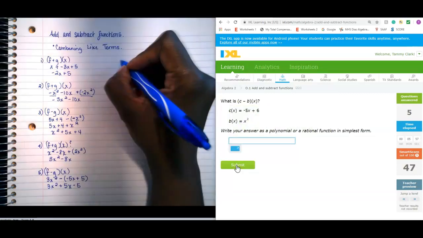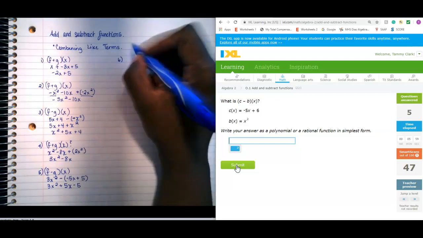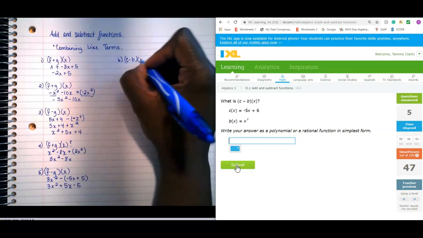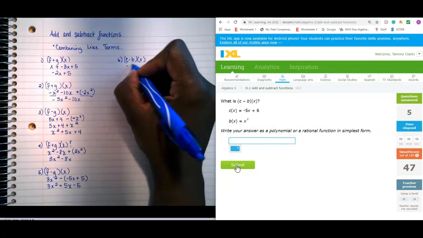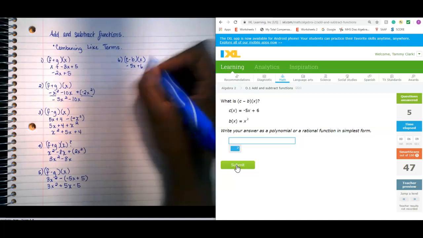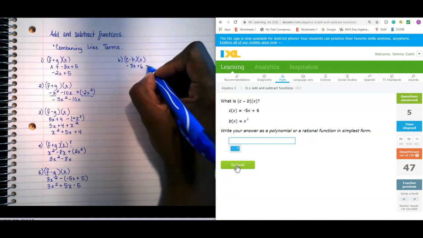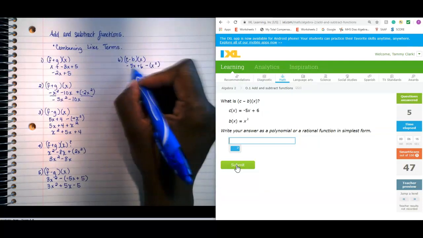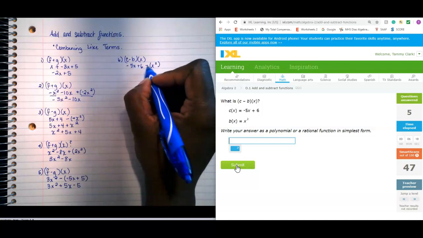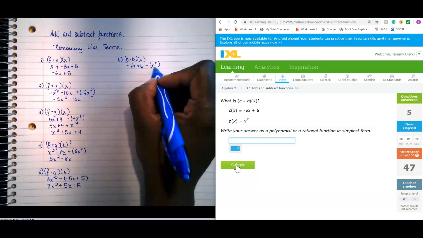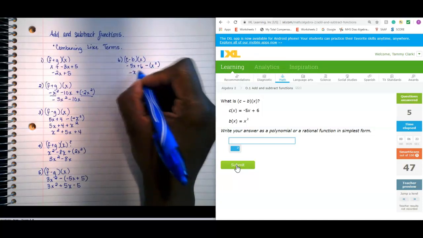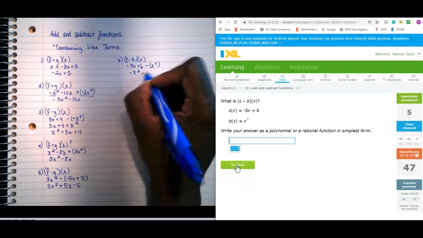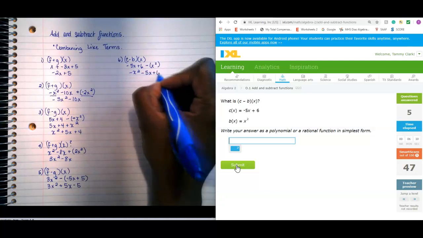All right, let's go to number 6 here. We've got c minus b of x. So we've got negative 5x plus 6, and we are going to subtract from it x squared. None of these terms are the same, but we do have to distribute this negative to the x squared. So we end up with negative x squared. We don't distribute backwards. So it'd just be negative x squared minus 5x plus 6.